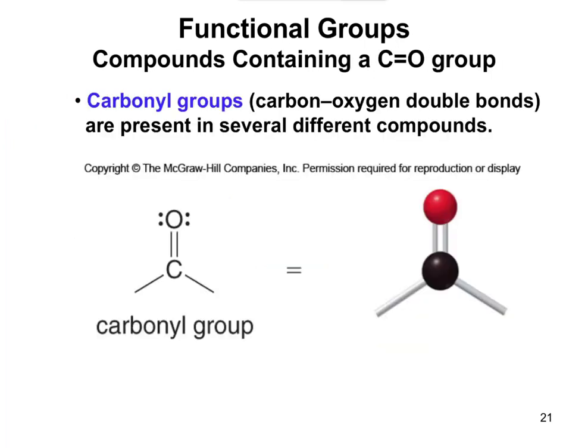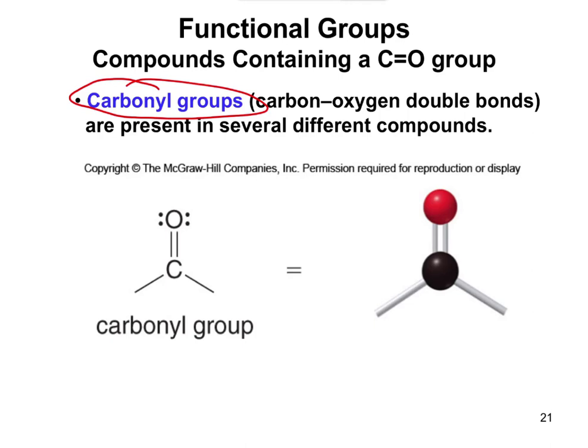Okay, and that brings us to functional groups containing the C double bond O group, which is called a carbonyl group. A carbonyl group is anytime you have a C double bonded to O, and this is going to be really important because basically the rest of the functional groups we're going to look at all have this carbonyl group. This carbonyl group is found in many different types of compounds.